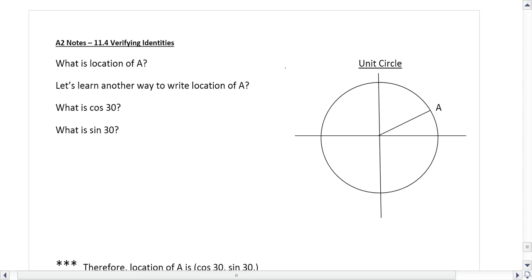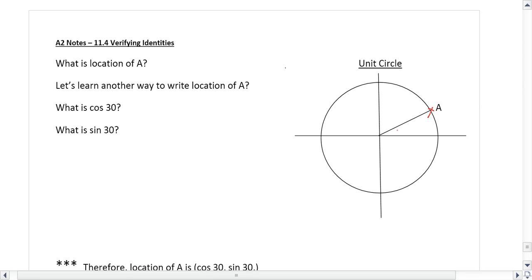This video is for Chapter 11, Section 4, entitled Verifying Identities. Now, before we get started on the material in this section, we need to look at another way of stating the location of points like this on the unit circle. So we're going to have another way to talk about this point A right here.